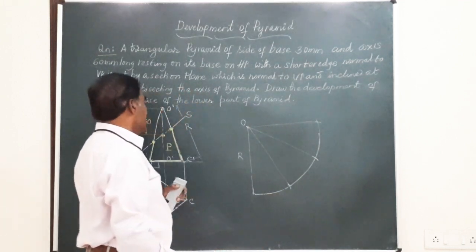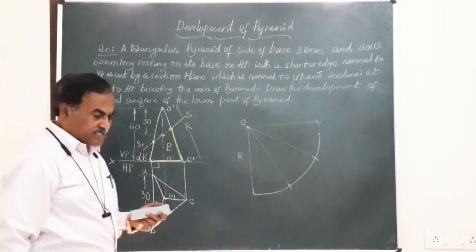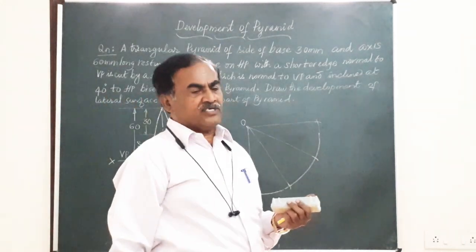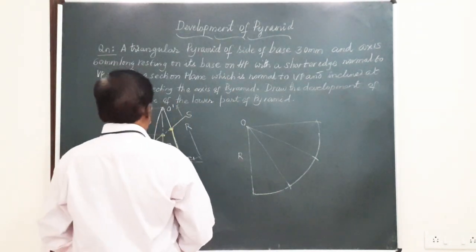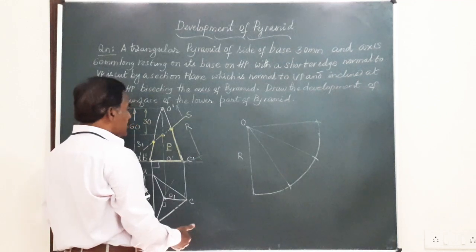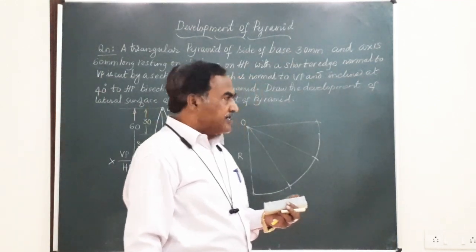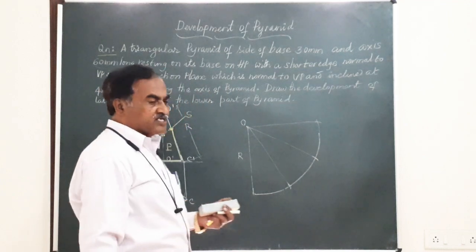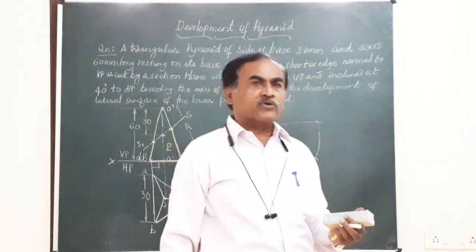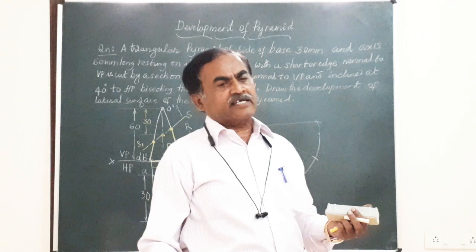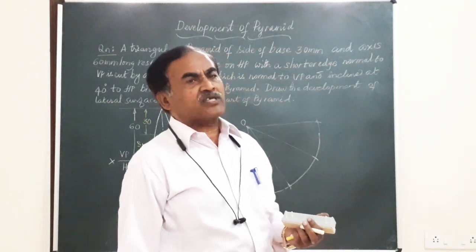This is the thing I have done. Now, like our prisms which you have learnt in the previous sessions, we have to see from which edge or which slant edge we have to start the development. Here I told you, if a section plane is removing either a nautical edge or a slant edge in case of a pyramid, you have to start from there.